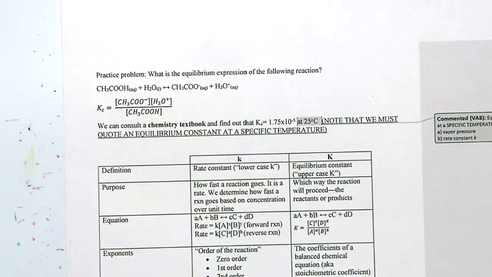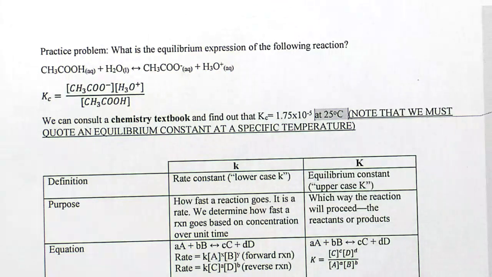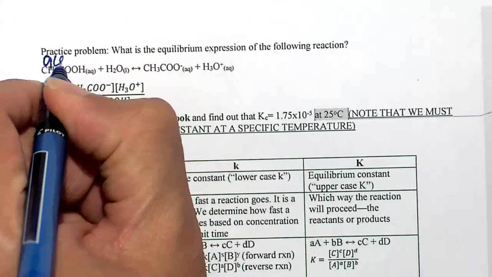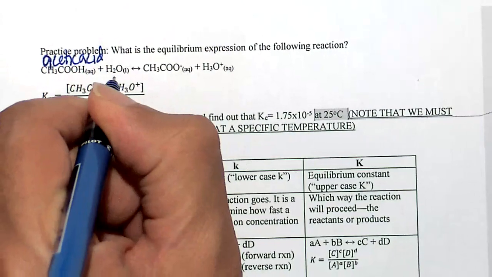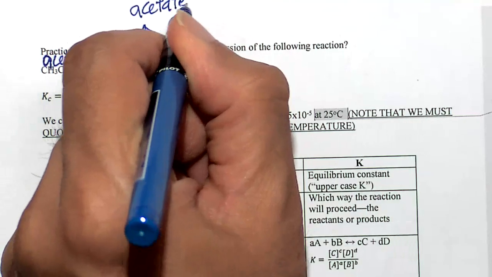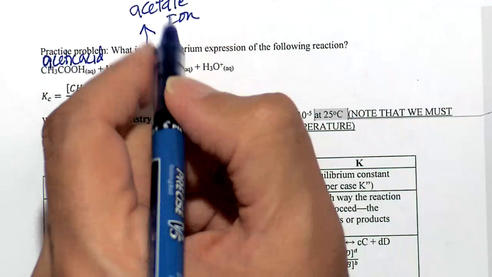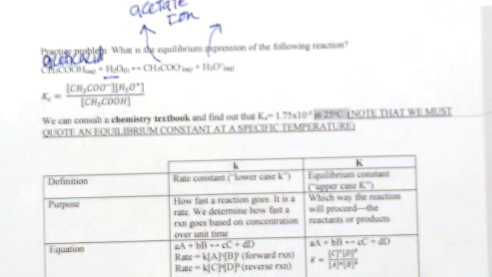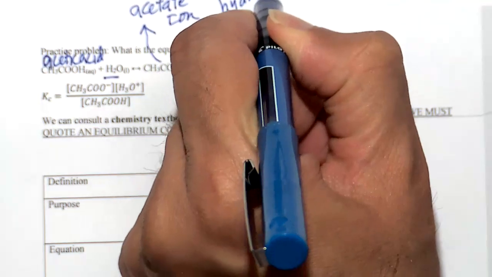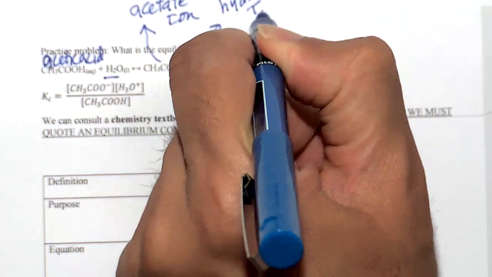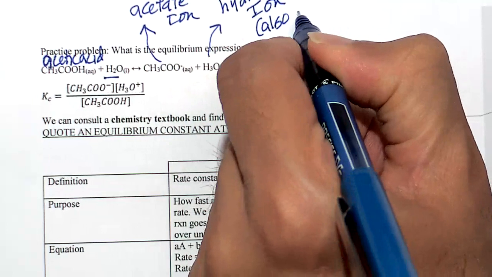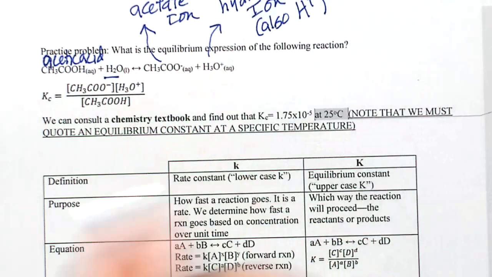How about this reaction? We have here acetic acid. This is called water. This molecule here is called the acetate ion. And this molecule here, you don't really need to know this until next chapter, is called a hydronium ion. Sometimes this is called H+. Same thing.